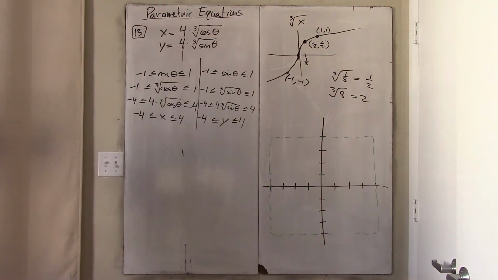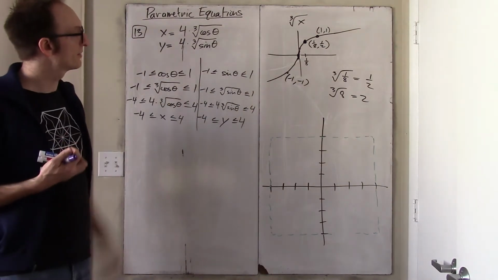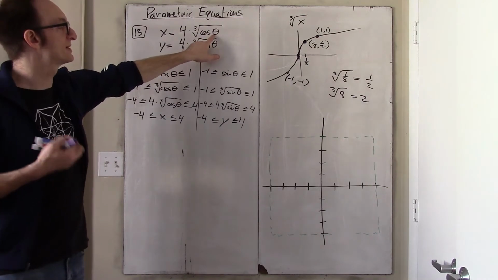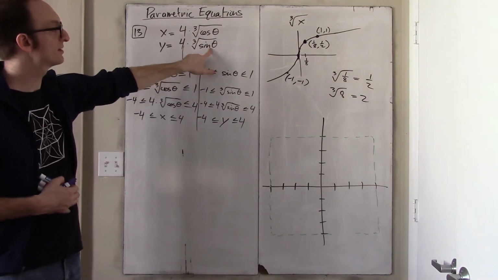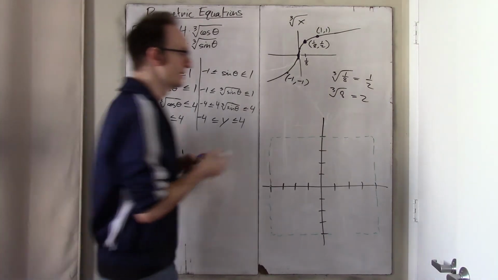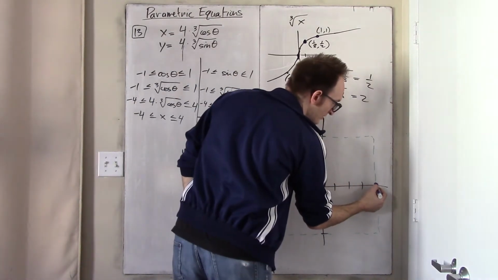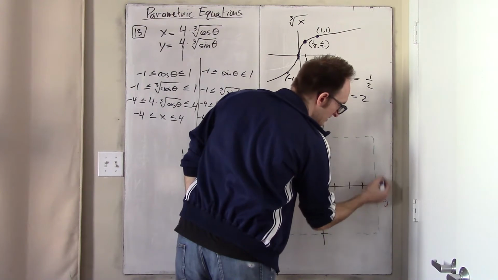Great. What else? You could just plot a lot of points and you would get somewhere. For example, plug in 0. What's the cosine of 0? It's 1. So cube root of 1 is 1, and so you get 4. What's the sine of 0? 0. So you get 4 comma 0. So already this shape is sort of coming to get me.